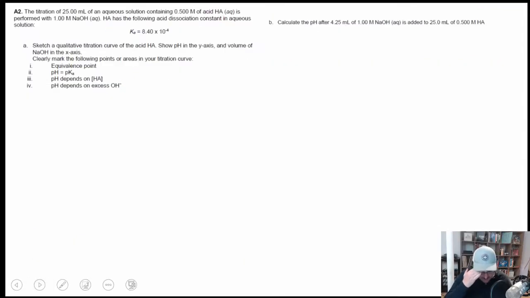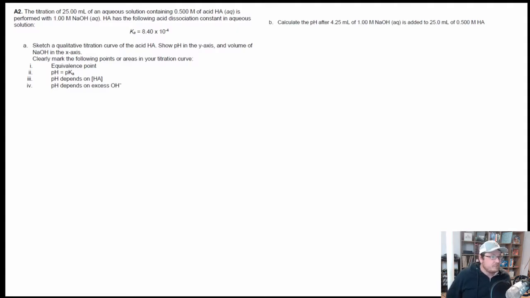A2. So this is another titration problem. For this one, again, I'm asking to do the sketch at the beginning. This is a problem where we have a weak acid that we're titrating. It starts off at 25 milliliters, and it's a 0.5 molar solution, so we already know the concentration at the beginning. We're going to do that titration with 1.00 molar NaOH.